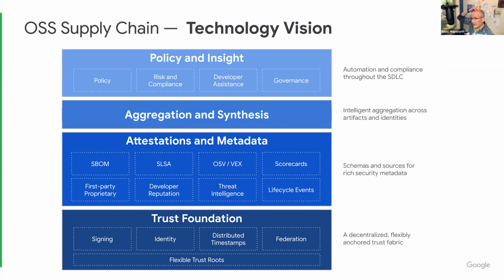And then at the very top, if we have trust at the bottom, we've then got attestations and metadata one level up from that. Aggregation and synthesis is about turning that data into meaning.